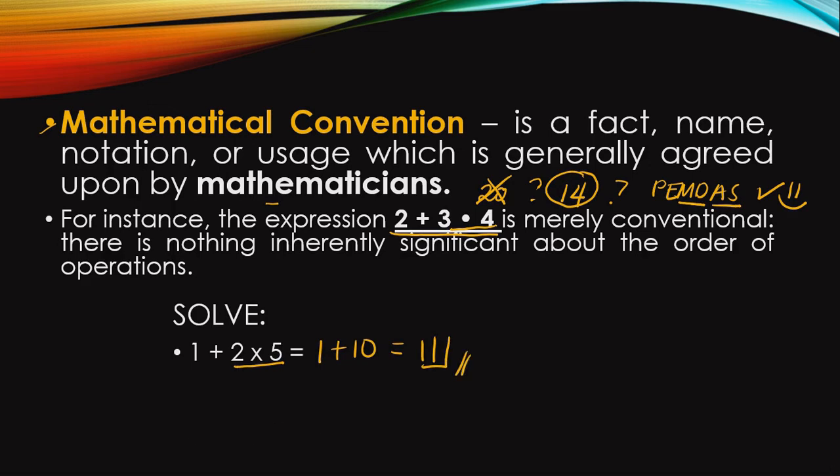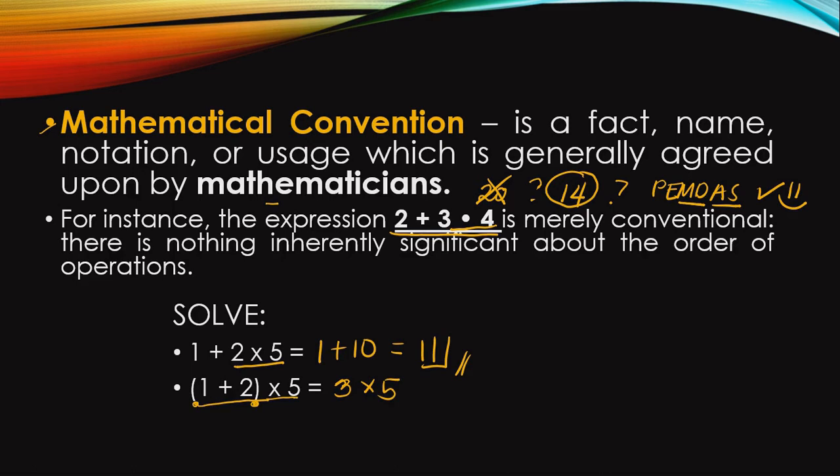So, the next example is the quantity 1 plus 2 times 5. It is enclosed in parentheses. Is the answer the same as 11? Let us try. 1 plus 2, because parentheses come first in PEMDAS. So this is 3 and then times 5.